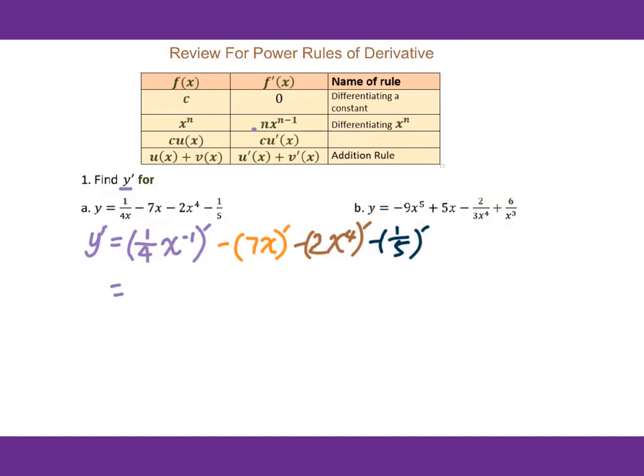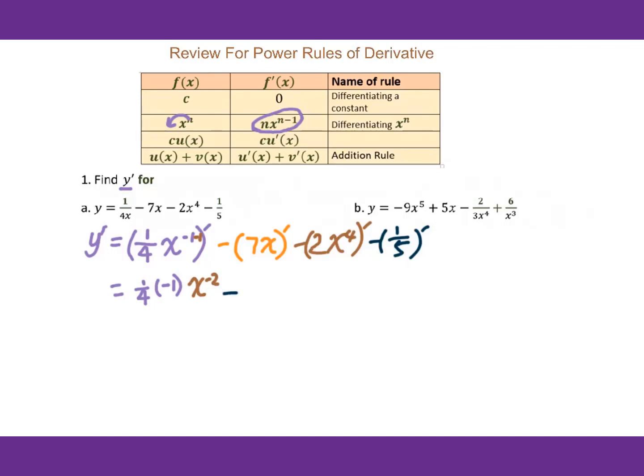This is a formula. Drop down the exponent, make the exponent minus 1. Therefore, you will have 1 over 4 times negative 1. Then negative 1 minus 1, that is x to the negative second power.